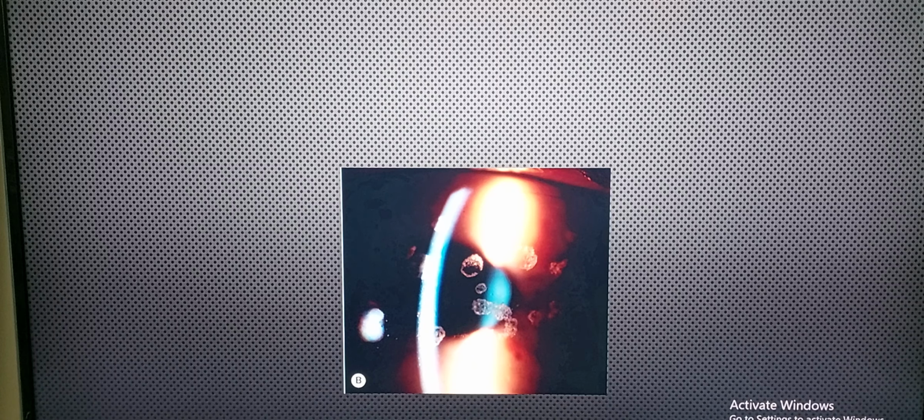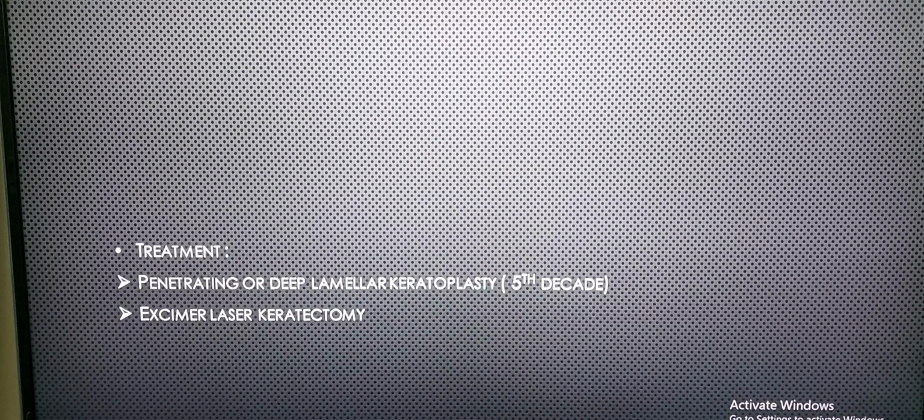This is again a picture showing granular dystrophy, with a breadcrumb-like appearance and clear cornea. Treatment is penetrating or deep lamellar keratoplasty and excimer laser keratectomy.